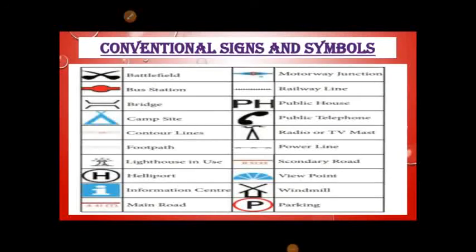Conventional signs and symbols. Conventional signs are symbols used in maps to represent different features. The symbols are explained in the key of the map. The symbols that fall under this category are called conventional symbols. The other category is called contextual symbols, which are determined by the cartographers.